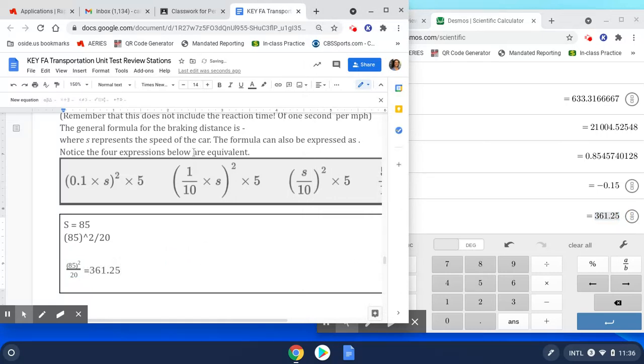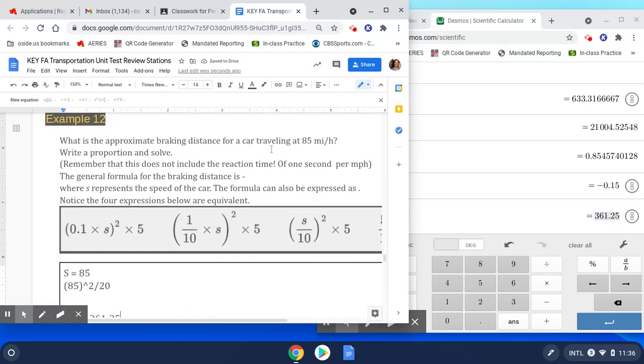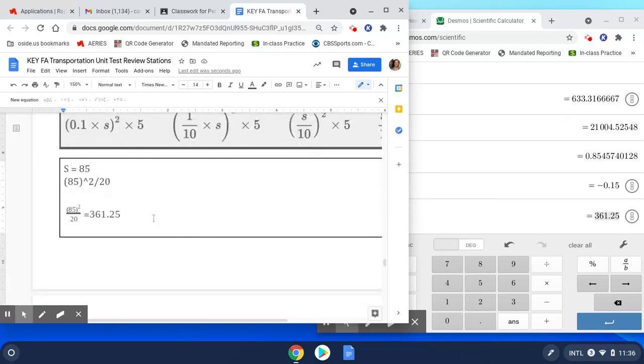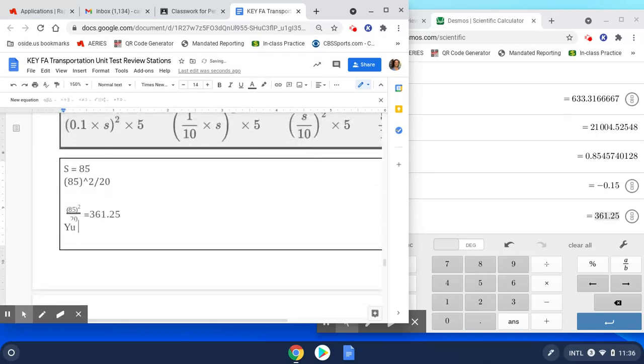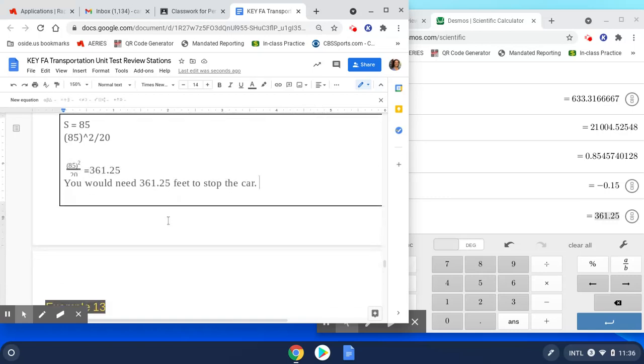So what did we just find? We found the braking distance for a car that's traveling 85 miles per hour. You would need 361.25 feet to stop the car. Remember, this is not including your reaction time. Your reaction time varied. You need about 1 second per mile per hour. So this is a lot of feet that your car can travel when you hit the brakes, another 360 feet. So keep that in mind. Always travel a really far, safe distance between other vehicles.